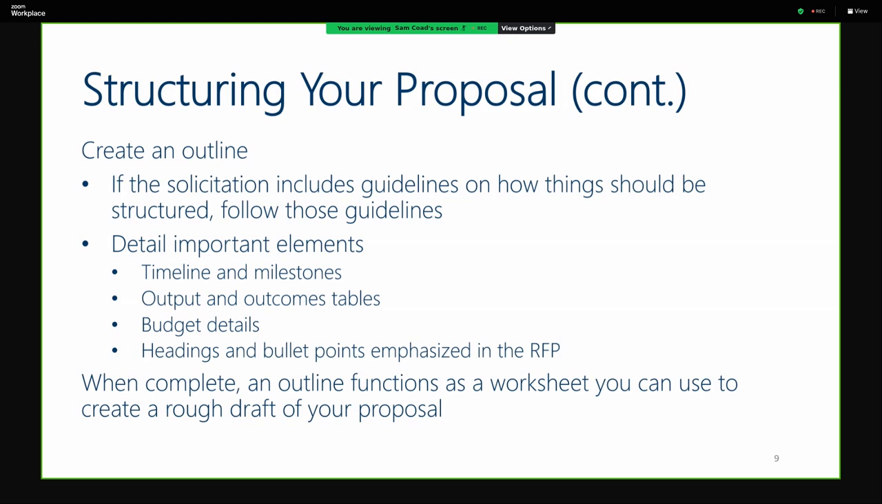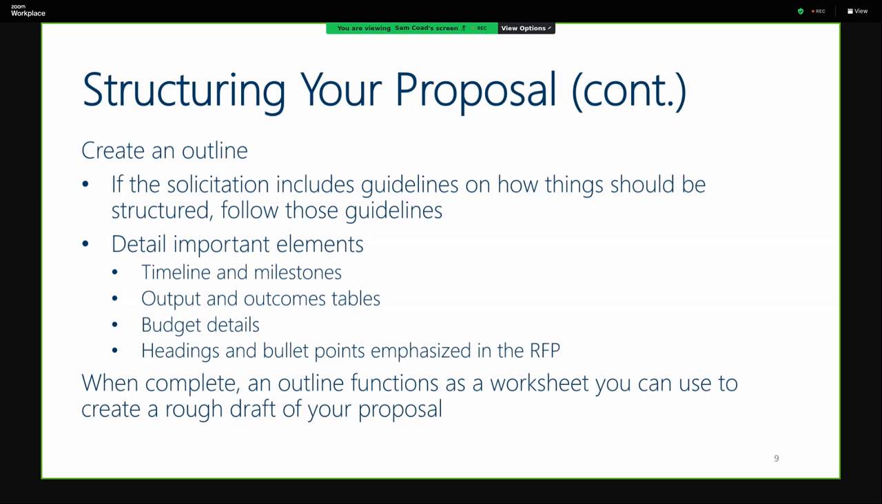You also want to detail important elements, timeline and milestone tables. So when you expect certain activities to be done, or even just a range of when you expect them to be done, is important too, because that'll help them with their reporting periods and it'll give you something to go on to report on. Output and outcomes tables help a lot too, because it puts all of the expected outcomes in one place. So if you say you are going to perform a task and what the outcome is going to be, that's an easy way for reviewers to evaluate your proposal as well.